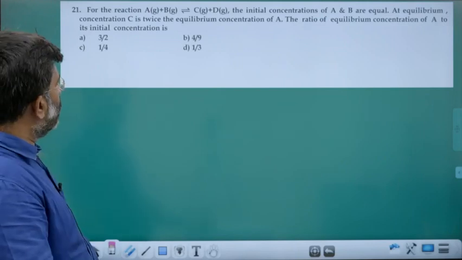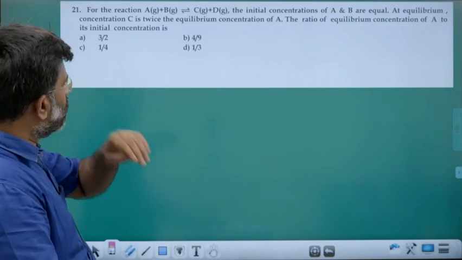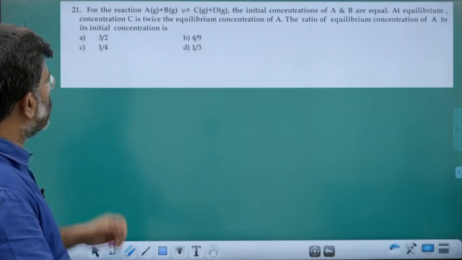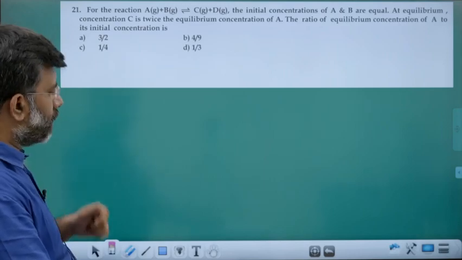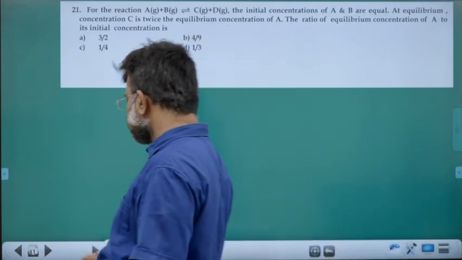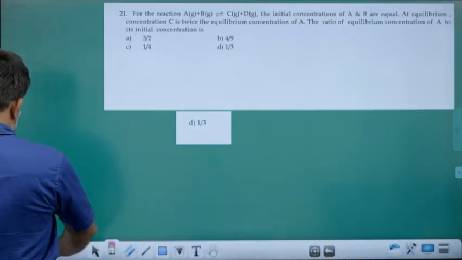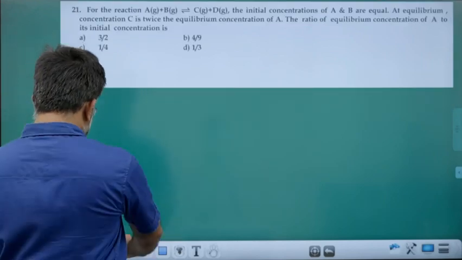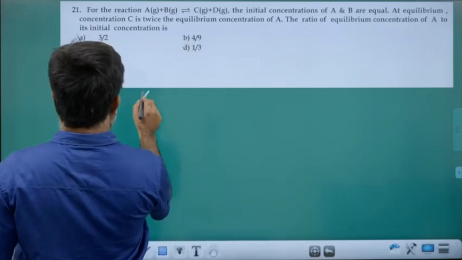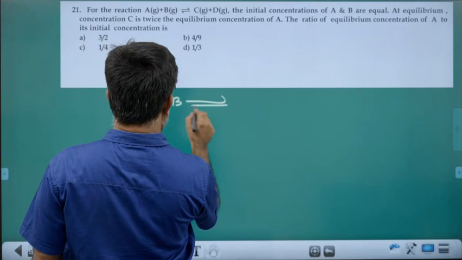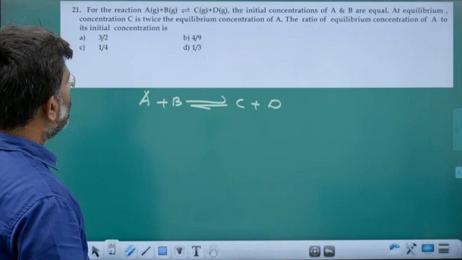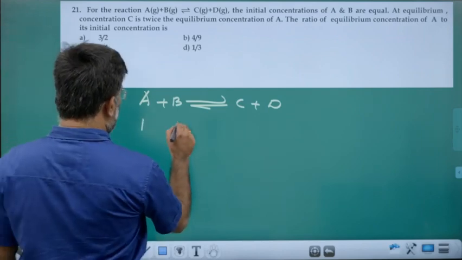For the reaction given, the initial concentration of A and B are equal. At equilibrium concentration, C is twice the equilibrium concentration of A. Ratio of equilibrium concentration. See, these are the typical questions from that area. Okay. Let's examine. Not given. Let us work out. It is given, A plus B giving C plus D. Initial concentration of A and B are equal. So, 1 mole, 0, 0.